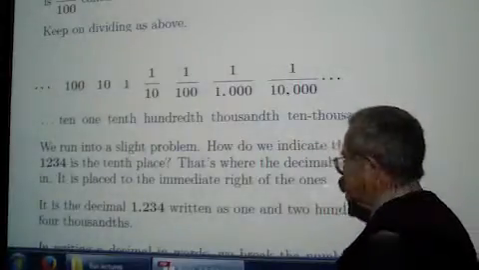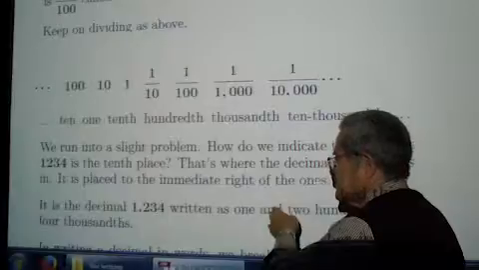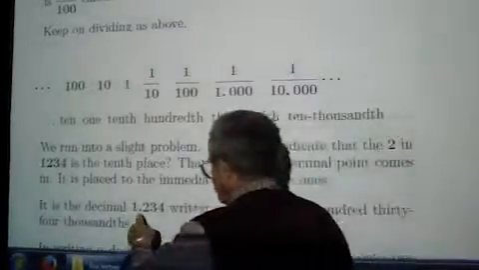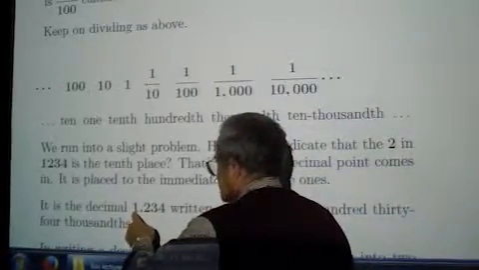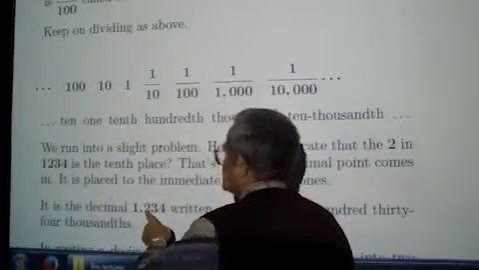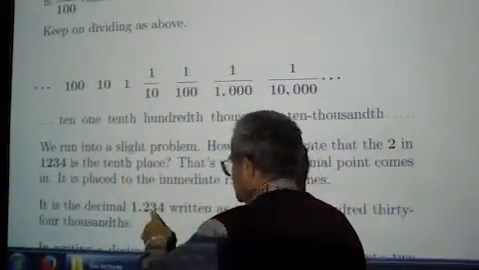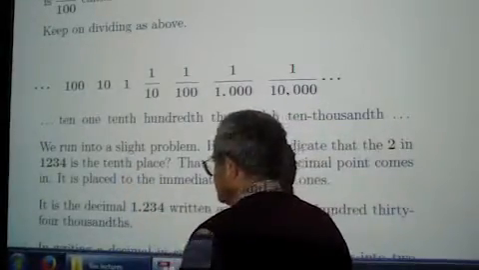The decimal point is always placed between the ones place and the tenths place. So the first digit to the left is the ones position, the first digit to the right is the tenths place, tenths with the th. So 3 is hundredths, 4 is thousandths.